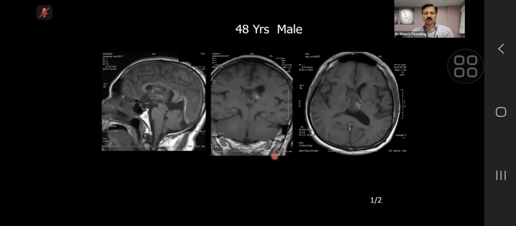Okay, the final differential diagnosis of this is this one. So what is happening? There is a tumor in the ventricle. It is sitting within the ventricle, this tumor.